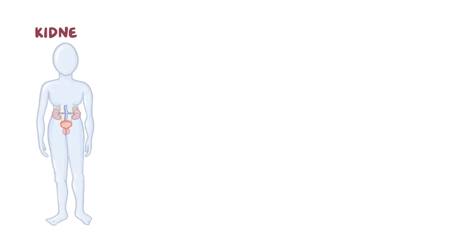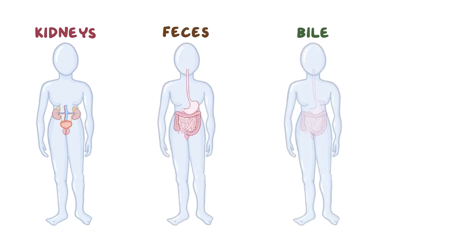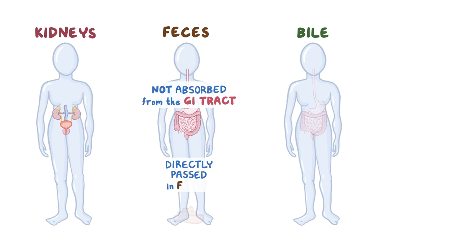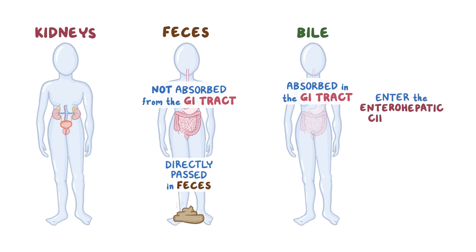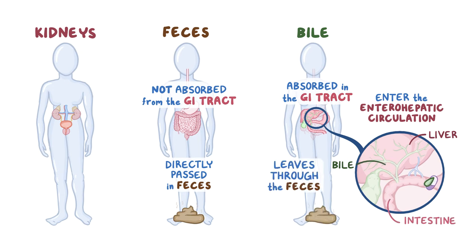Now, aside from the kidneys, excretion of medications can also take place through the bile and feces. Orally administered drugs that don't get absorbed from the gastrointestinal tract are directly passed in feces. Some drugs that are absorbed in the gastrointestinal tract enter the enterohepatic circulation to get to the liver. Here, they bind to bile, which is excreted back into the intestine and then leaves the body through the feces.